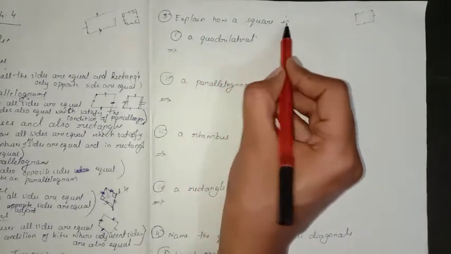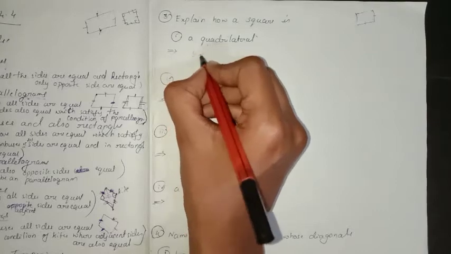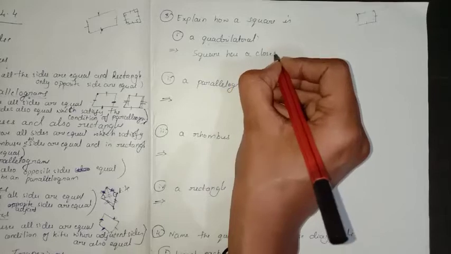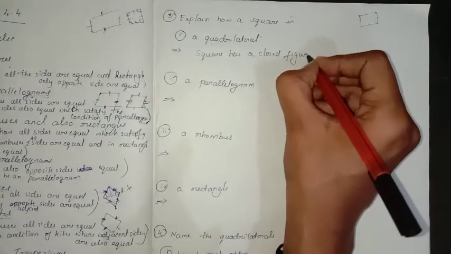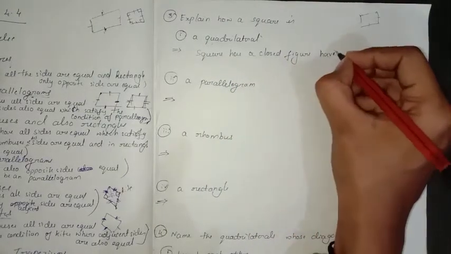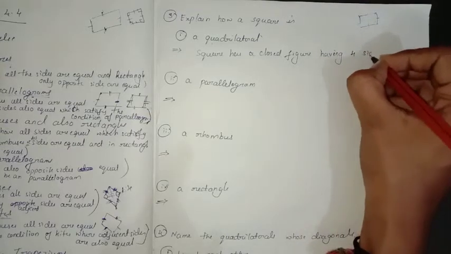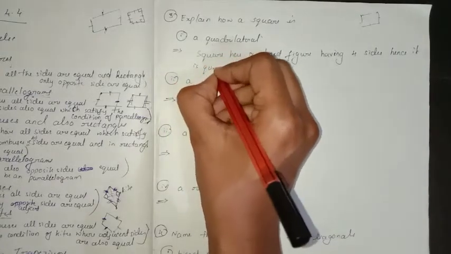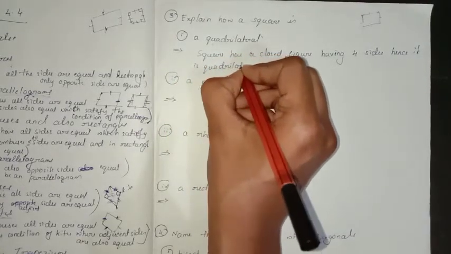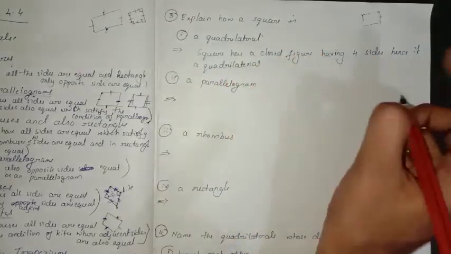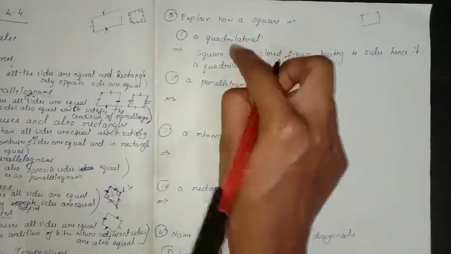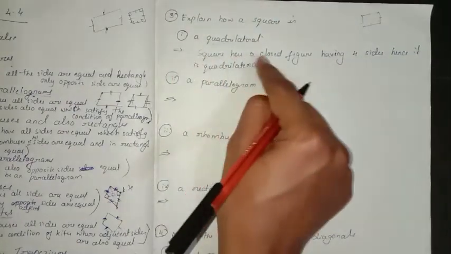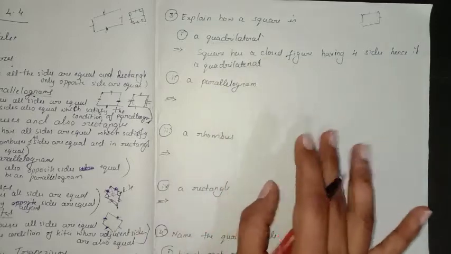So explain how a square is a quadrilateral. A square is a closed figure having four sides. Hence it is a quadrilateral. If you need, you can mention that the sides of the square are equal to each other. But the question is only about the quadrilateral: whether the square is a quadrilateral? Yes, a square is a closed figure having four sides, hence it is a quadrilateral.